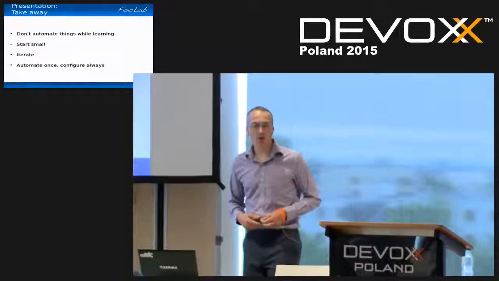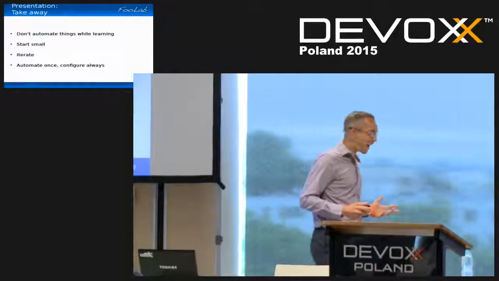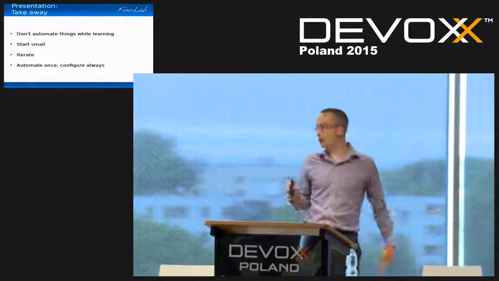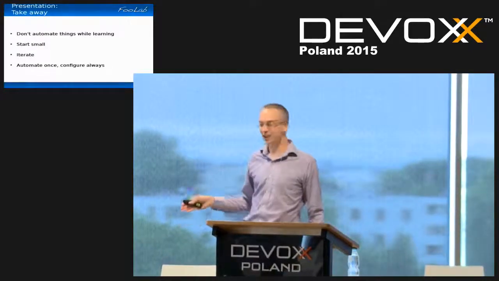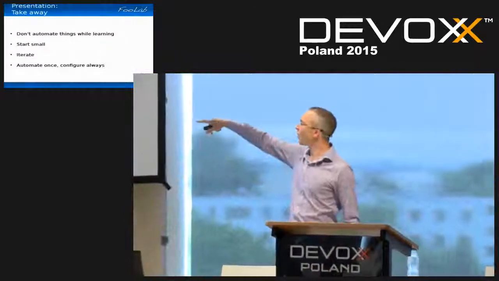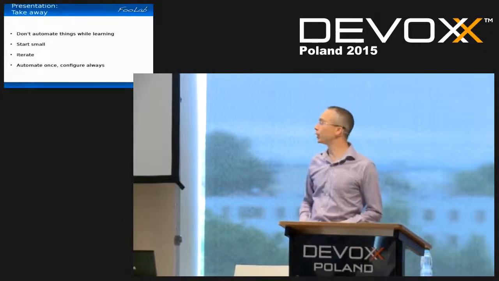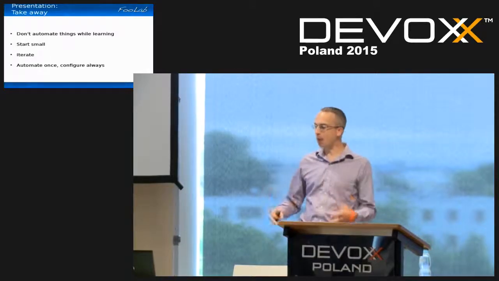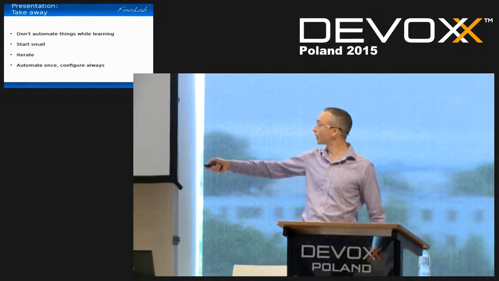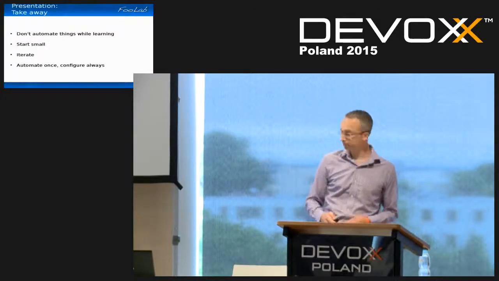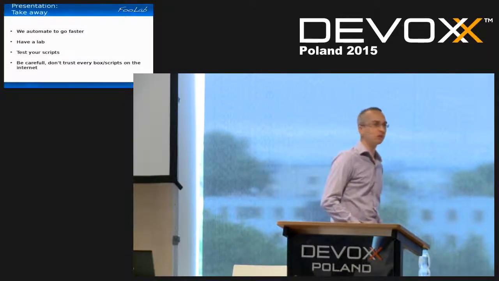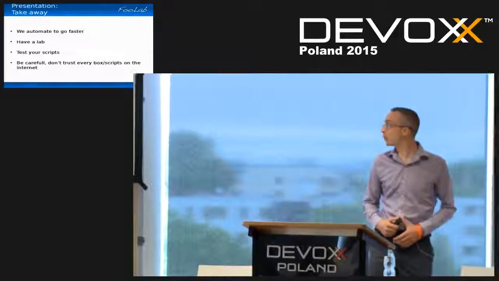Because we automate things to go faster, but you can go faster in two directions, in the good direction or the bad direction. And when you break things, you go in the wrong direction. So start small, iterate over your code. Take small steps. Automate, write your Puppet script once, configure always. Have a lab of computers. Take the time to test them on multiple machines.